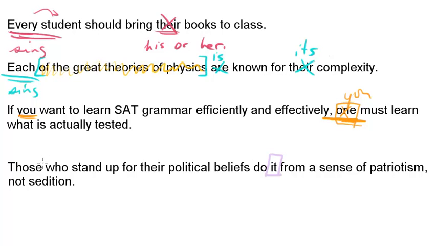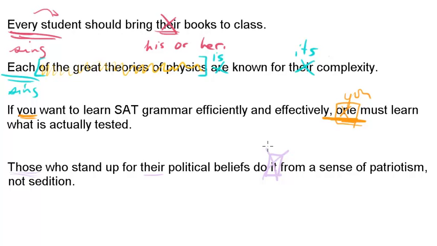So let's see. "Those who stand up for their beliefs." Okay, that looks fine, right? "Those" is a pronoun here. "Those who stand up for their political beliefs." Okay, there, it's plural, no problem. "Do it." So "it," what is it referring to? Well, it would be something like standing up for political beliefs, but that's not in the sentence. That antecedent is not in the sentence. We just have kind of a verb phrase. So this "it" actually would be wrong because it's not really standing in for anything in the sentence. It's rather vague what it might represent.